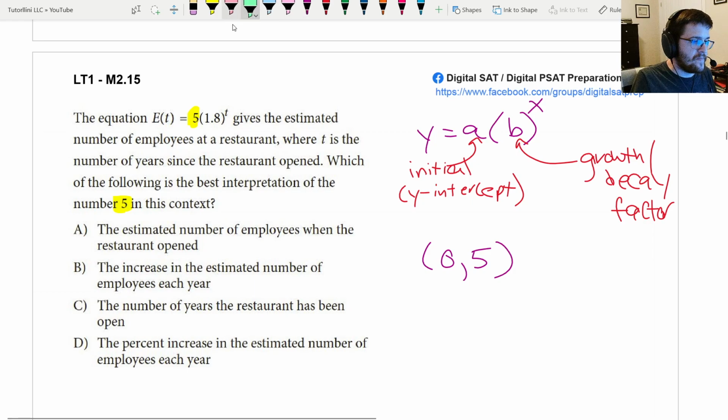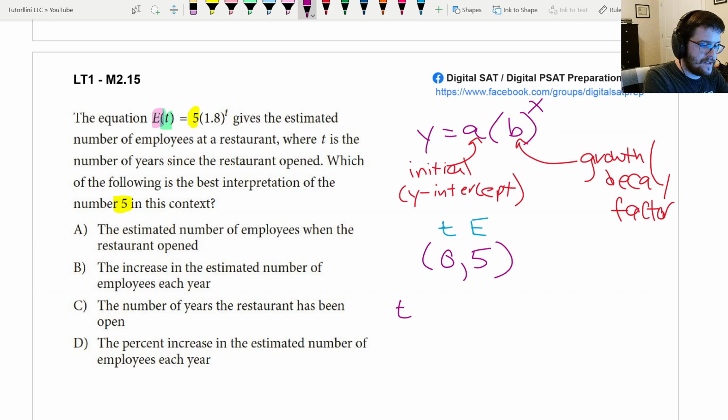In this problem, the x, which is the number inside the parentheses, is t. And the y, which is the number in front of the parentheses in the function notation, is e. So x is t, y is e. So when t is 0, what does it say t is? Let's look. It says t is the number of years since the restaurant opened. So 0 years since opening, or in other words, when it opened, right?